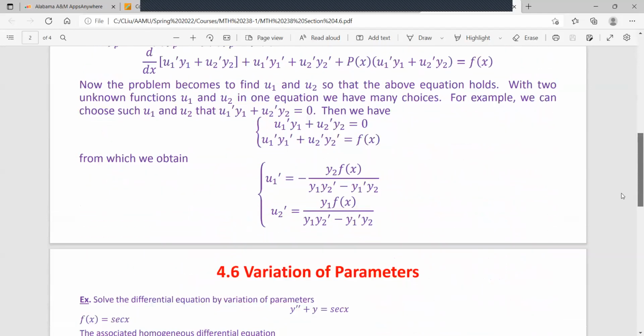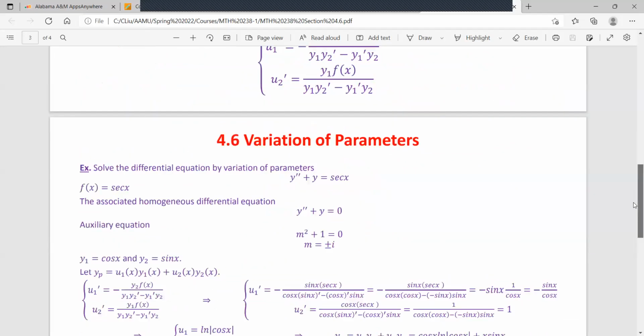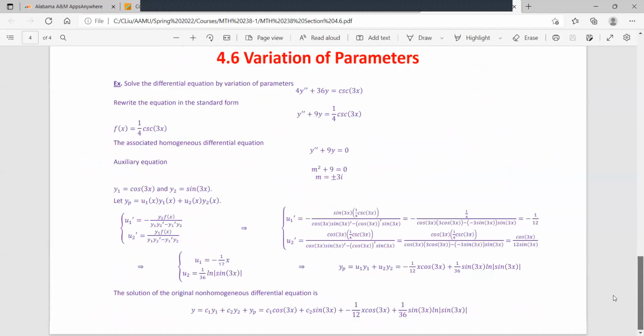So we just use this formula when we actually do the problems. We don't have to go through all the steps again. Just plug in those functions into the formula and you get u1, u2, or u1 prime, u2 prime. We did one example last time. Let's just do another example.